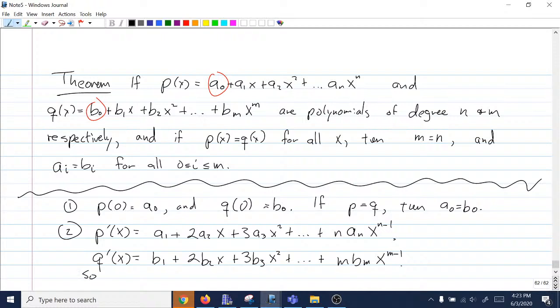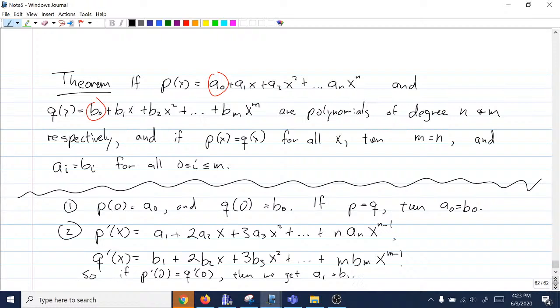So, if p prime of 0 equals q prime of 0, then we get a1 equals b1.